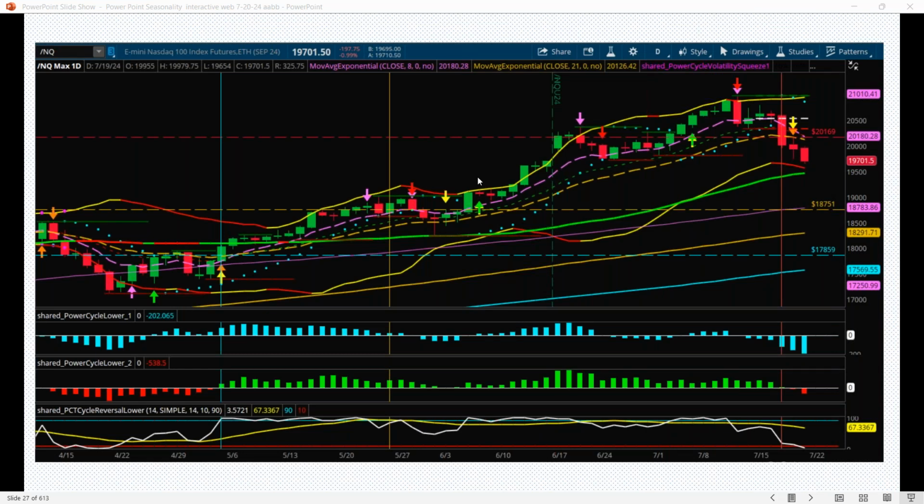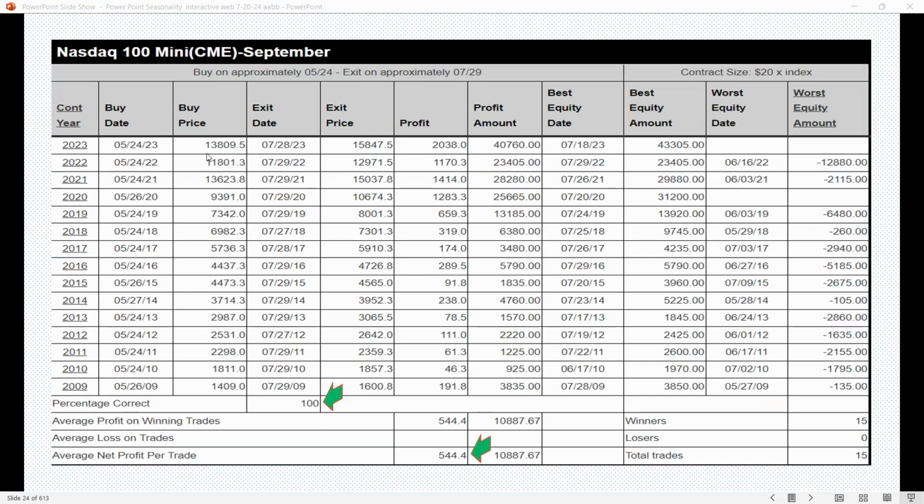The indicators are not seasonal. The indicators are momentum and cycles, okay? The seasonal data is right here. These are just seasonal fundamental data. There are no indicators with this. This is just the seasonal patterns based on reoccurring data, based on the algorithm of the seasonal data.